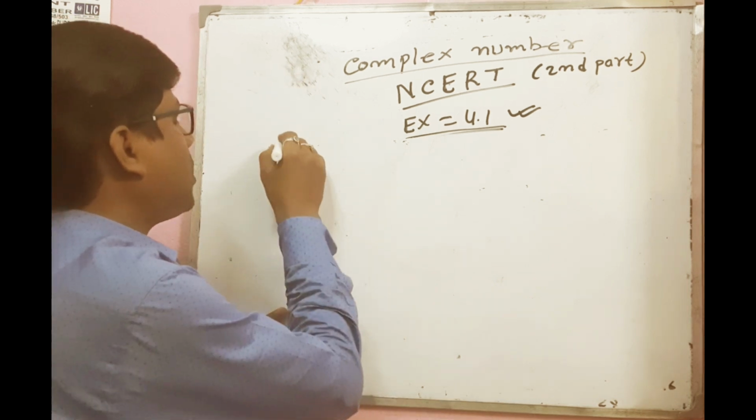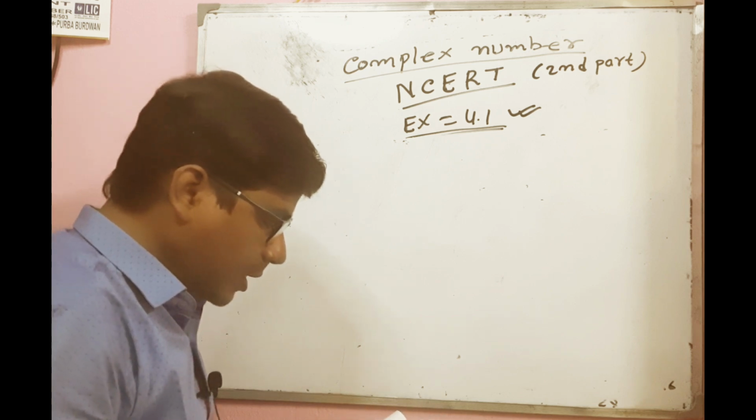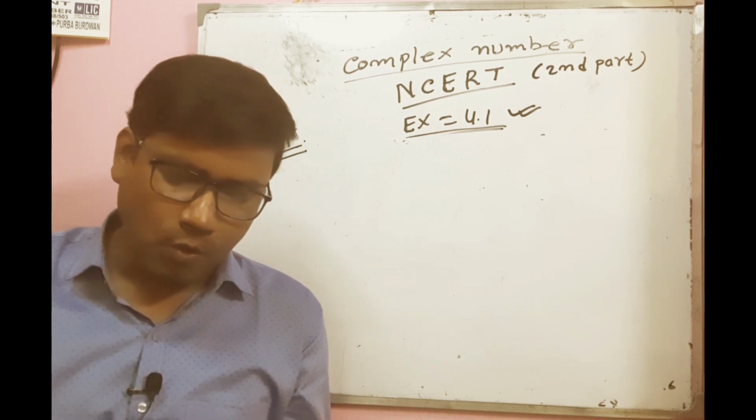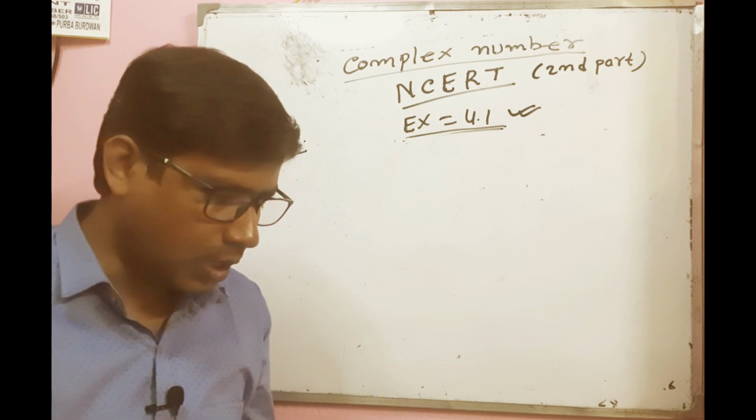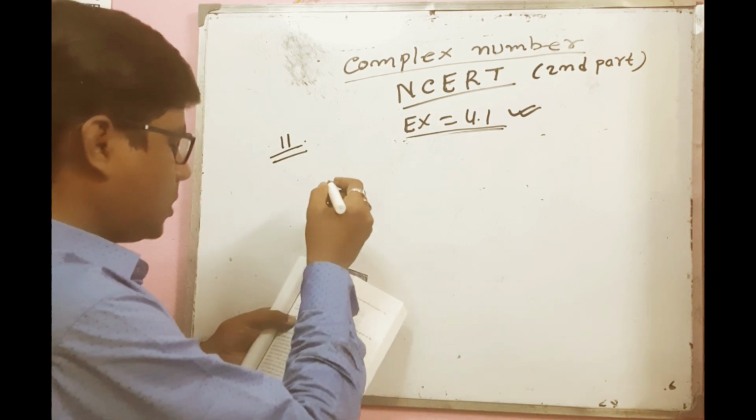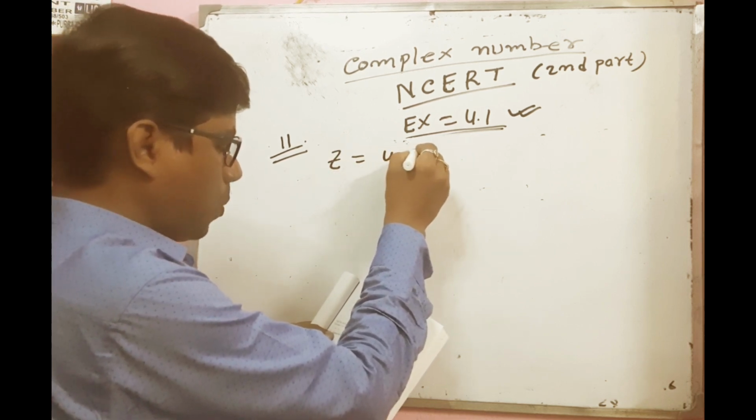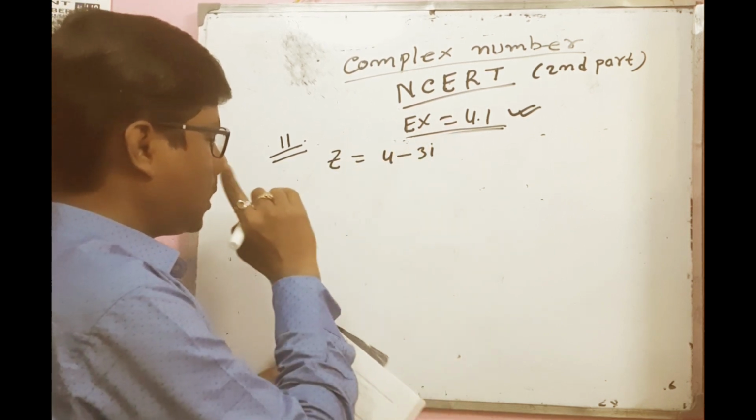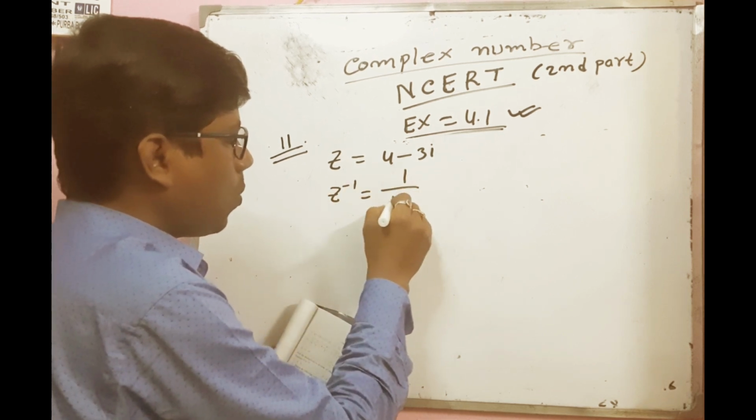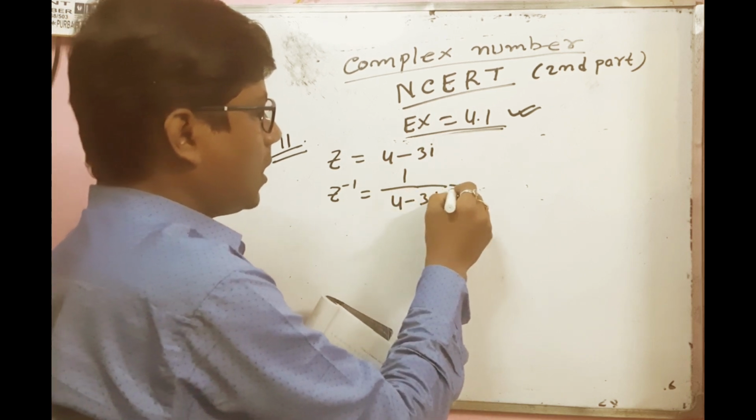We move to the next part, that is 11. Now 11 says that find out the multiplicative inverse of each of the complex numbers given in exercise 11 to 13. So 11 is, suppose z is equal to 4 minus 3i, then z inverse will be 1 by 4 minus 3i.